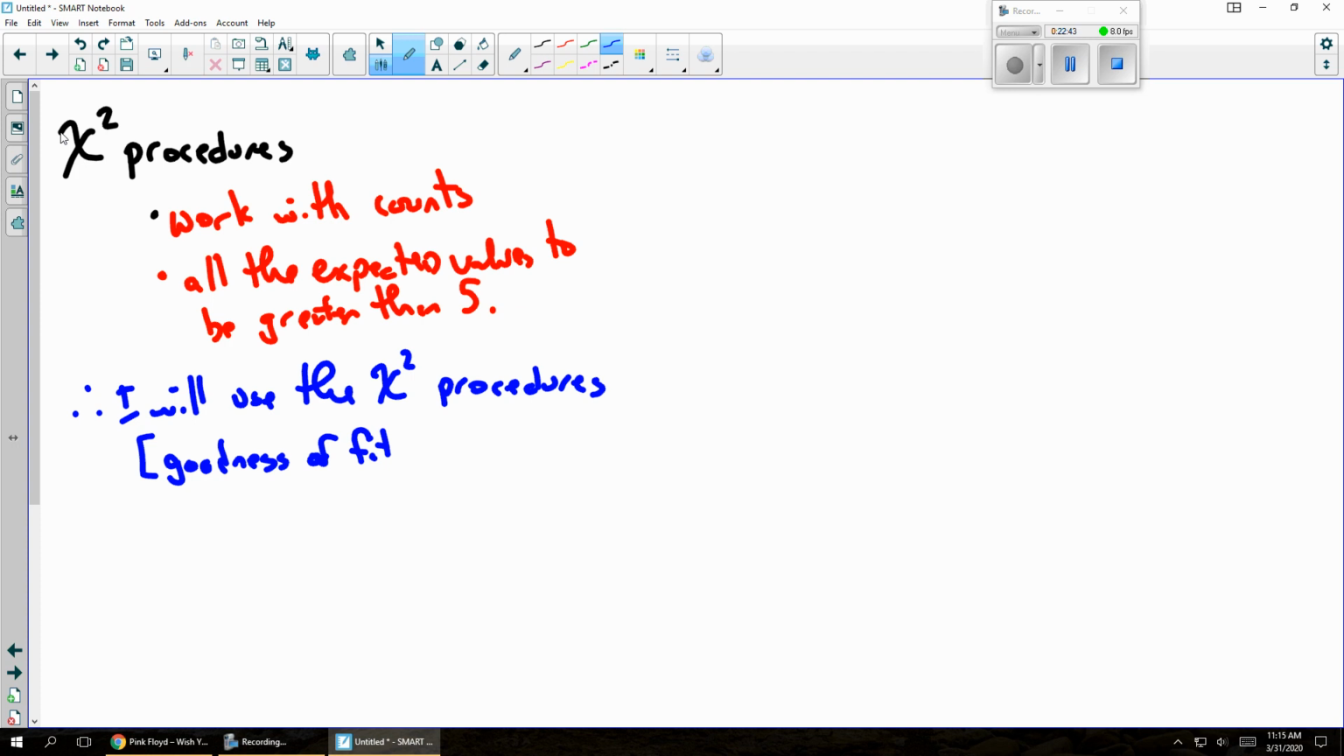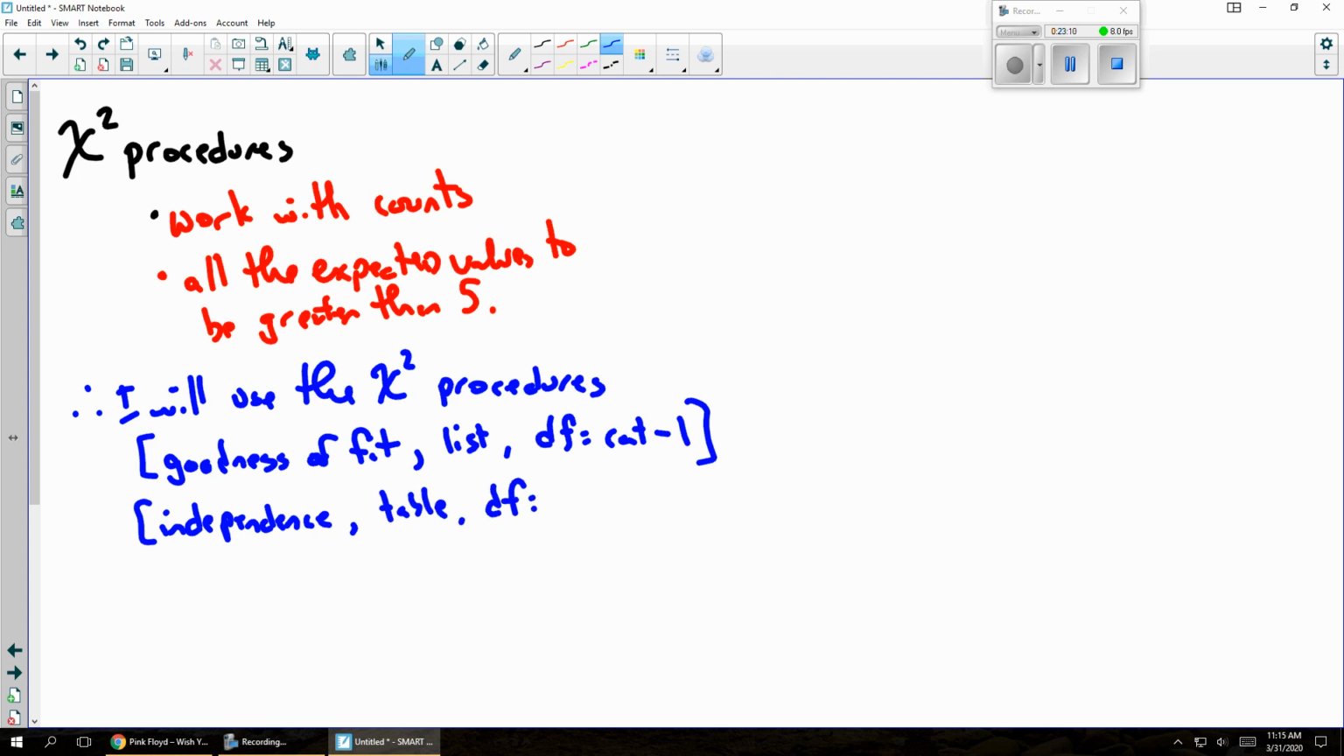And this is when I had a list, and the degrees of freedom were categories minus 1. We also talked about a test for independence, whereas when I'm going to have a table or a matrix, the degrees of freedom equals row minus 1 times column minus 1.